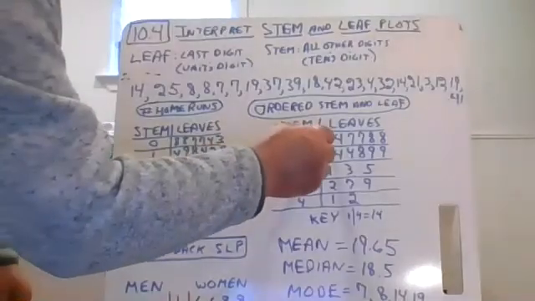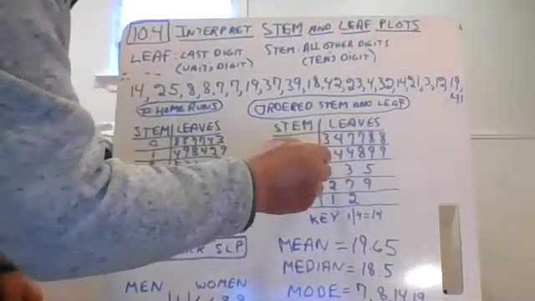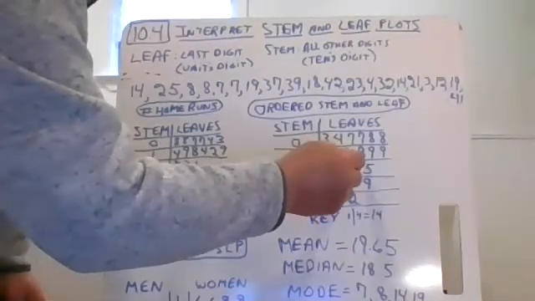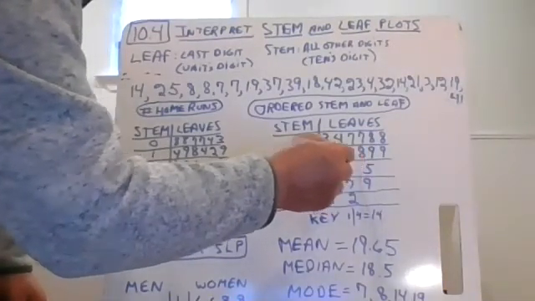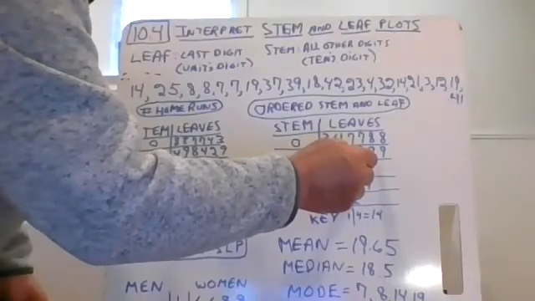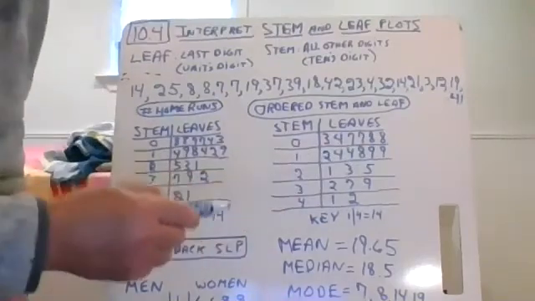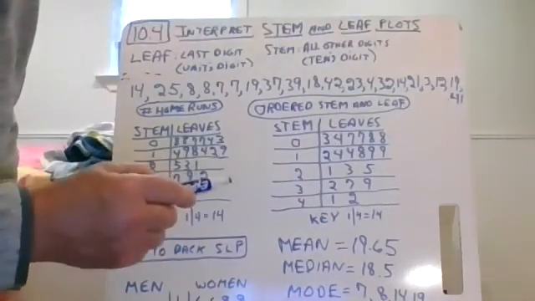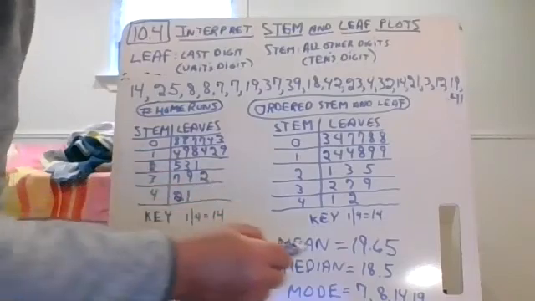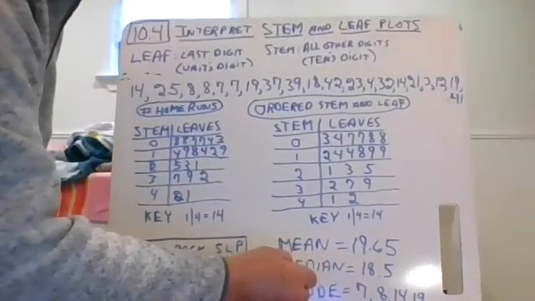So you count them, 1, 2, 3, 4, 5, 6. Go from left to right, 7, 8, 9, 10. So the 10th number is 18. The 11th number is 19. So your 10th and 11th numbers are 18 and 19. Take the average, you get 18.5. And that's the median.